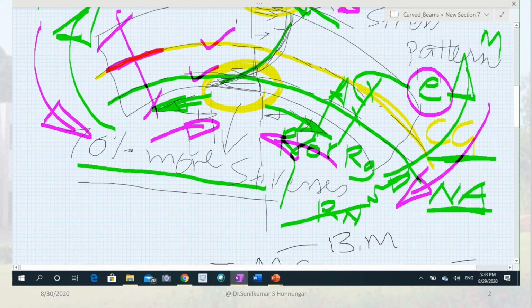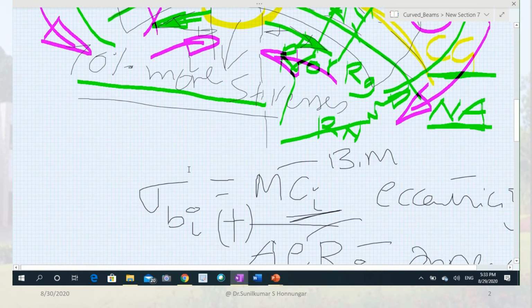There is no derivation as such, as I have mentioned. The equation I have told without differentiation. This equation is derived based upon one particular theory, called the Winkler-Bach theory, and in the straight beam it is Euler's equation. The assumptions are the same.